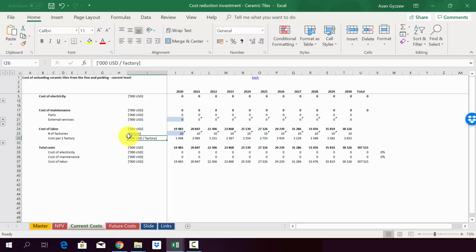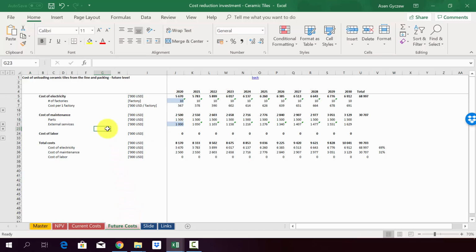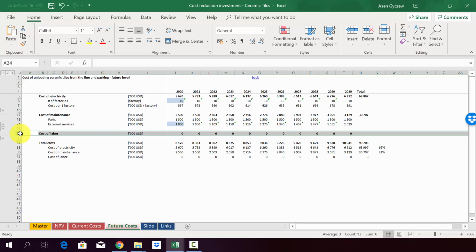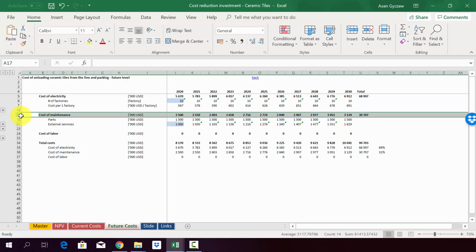So let's move on to the next lecture where we will have a look at what will be the level of future costs. We have covered the current costs so far. Now it's time to look at the future level of costs. We used exactly the same structure for future cost. Obviously, the difference is that labor, since we don't have any workers, is zero. But instead of that, we've got cost of electricity and cost of maintenance.